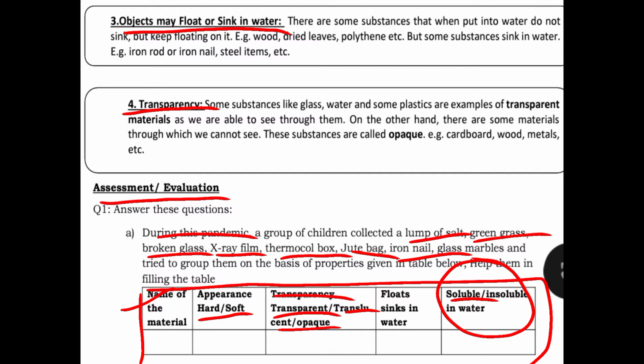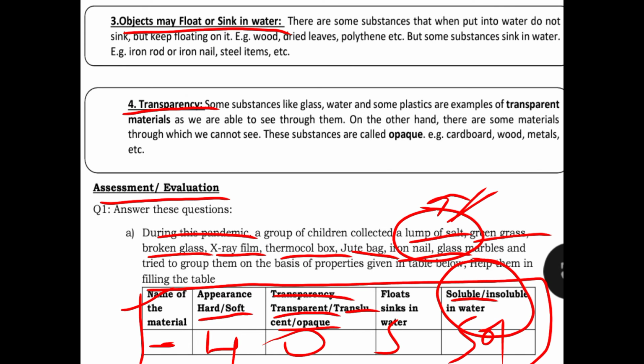See, for example, if we talk about this lump of salt. We have to write here lump of salt, then appearance, hard or soft. Since lump of salt is hard, you can write here hard. Whether it is transparent, translucent, opaque: lump of salt is a thing through which we cannot see, so we can write here opaque. Floats or sinks in water: you know that lump of salt sinks in water, so you have to write sinks. Then soluble or insoluble: lump of salt is soluble, so you can write down soluble here.